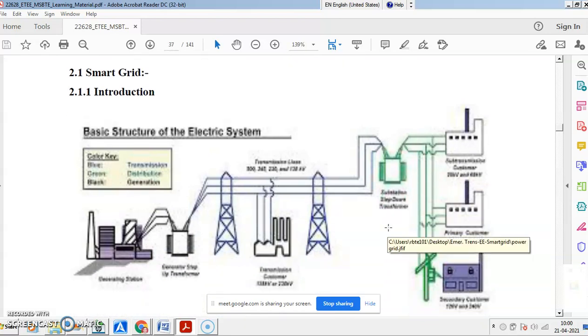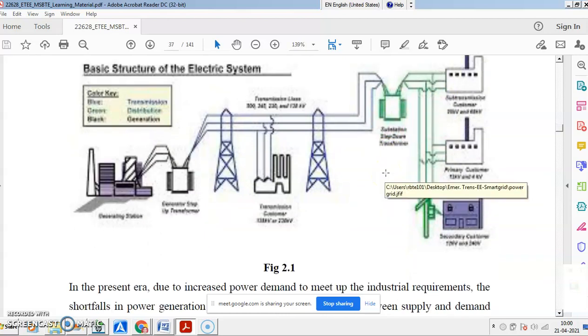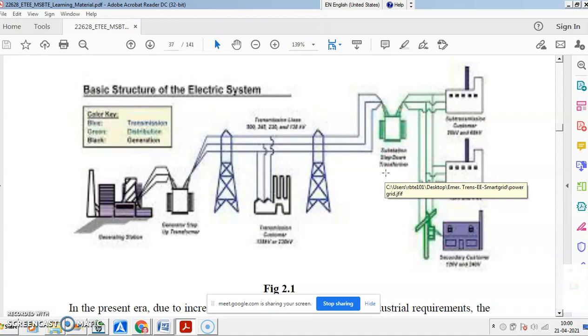Now, I asked you what is smart grid. Some of you have tried to answer my question. So the smart grid concept starts with the basic structure of the electrical power system. Once we know the basic structure of the electrical power grid, then it is very easy for us to understand the smart grid. So this diagram is visible to you, no? Figure. So, basic electrical power system.